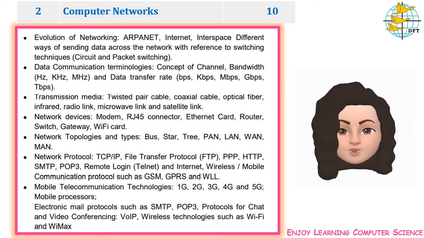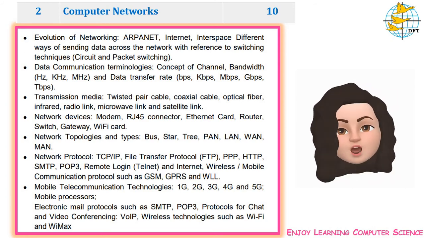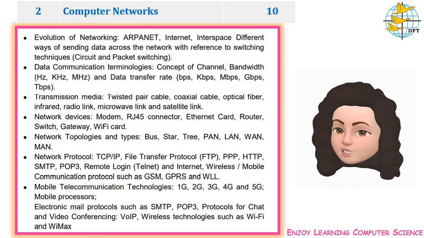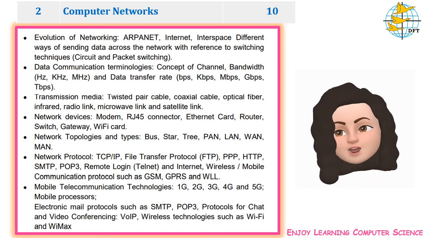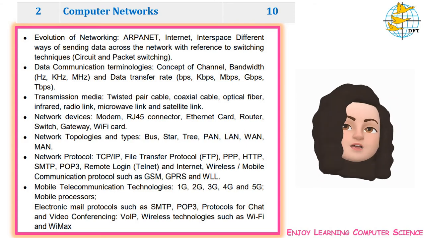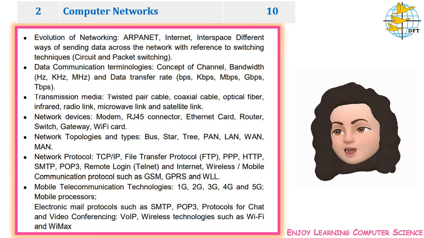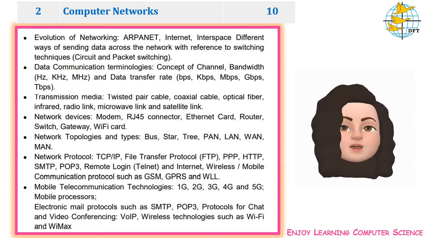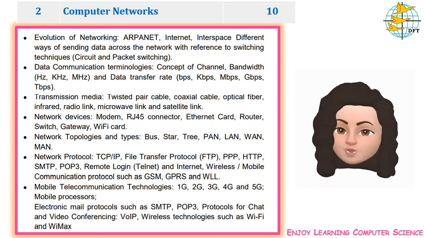Unit 2 is computer networks. Under computer networks, you will be learning the history of networks. What was the first network and what is the latest network, and what are the terms used in data communication. Then the different types of transmission media, the network devices, network topologies like bus, star, tree, and so on. The network protocols, and mobile communication technologies, 1G, 2G, 3G, 4G, and 5G, and email protocols.